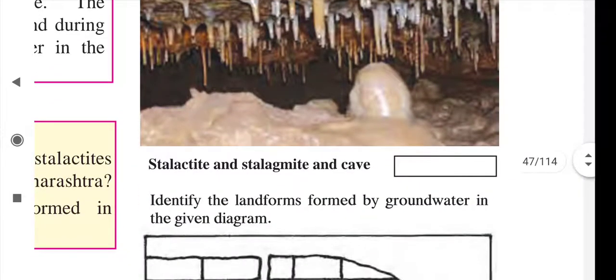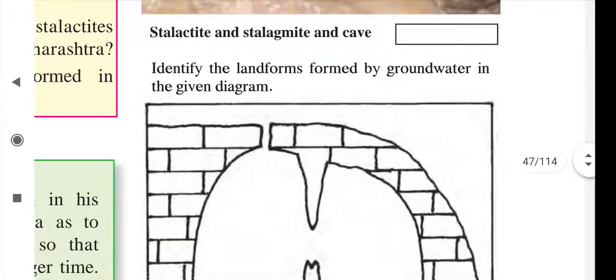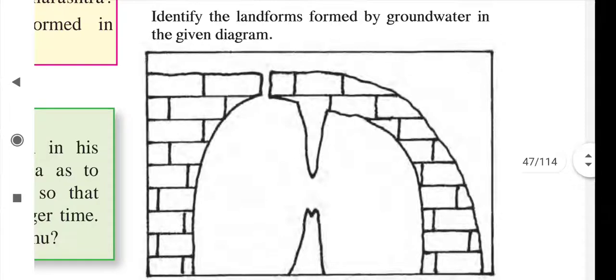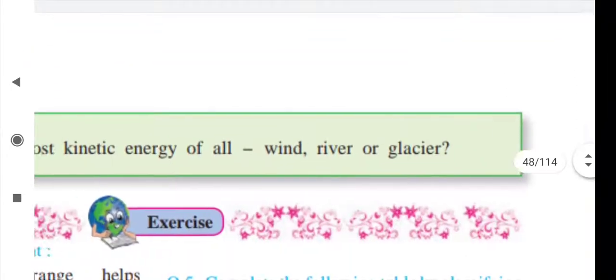Now here are given stalactites, stalagmites and caves. These are also formed because of erosion, deposition and transportation work. Identify the landforms produced by the groundwater in the given diagram. So it is the picture of stalactites and stalagmites.